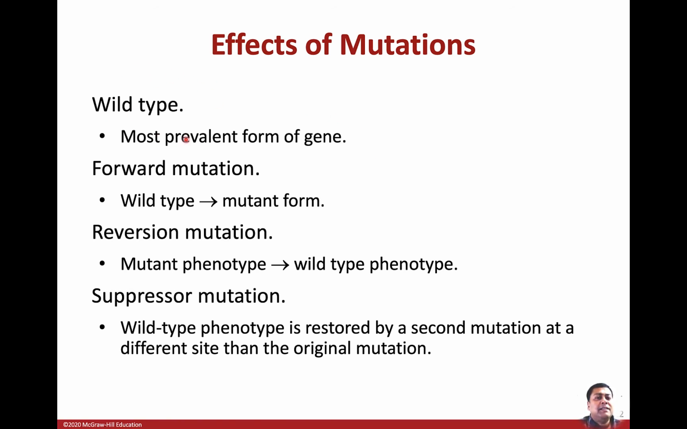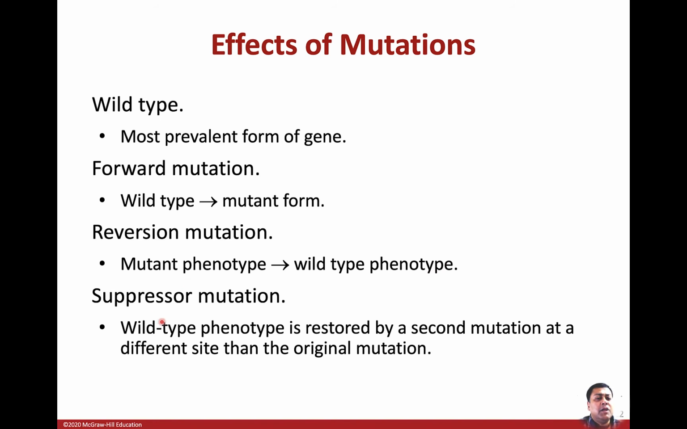The wild type is the most prevalent form of the gene, and a forward mutation will change the wild type to a mutant form. On the other hand, these are some of the definitions. Reversion of a mutation means a mutant phenotype is now changed back to the wild type phenotype. Just a very simple way: suppose there is a bacteria whose colony color is yellow, and the mutant form is red. Now in reversion of the mutation, if that red mutant phenotype changes back to yellow, that will be a reversion of the mutation.